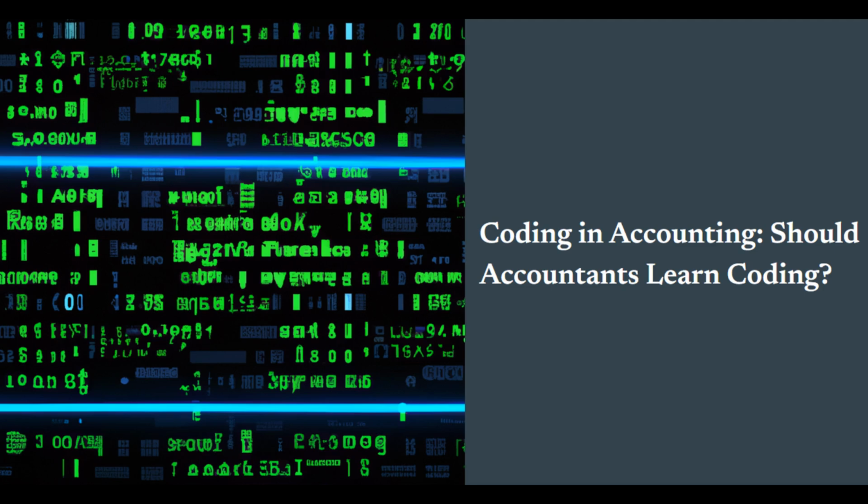If you're wondering where to start, you don't need a formal degree in computer science. There are countless resources available, from online courses to coding boot camps, that can help you learn at your own pace. The key is to find a programming language that aligns with your goals and start experimenting. In conclusion, as the world of accounting continues to evolve, embracing coding as a fundamental skill will be essential for success. So, whether you're a seasoned accountant or just starting your career, consider investing time in learning to code. It may just be the key to unlocking new opportunities and advancing your career in this dynamic field.